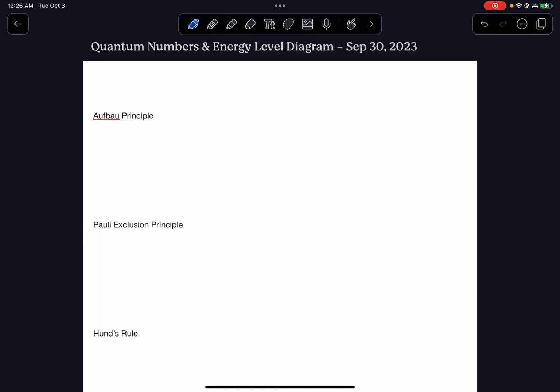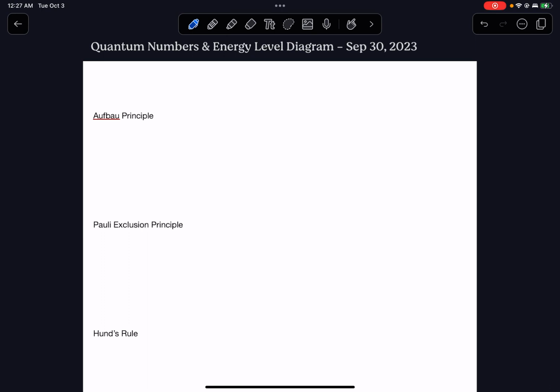Today I'll be introducing you guys to a new concept, quantum numbers and energy level diagrams. Before we start, there are a few things we have to know. Three key terms: the Aufbau principle, the Pauli exclusion principle, and Hund's rules.